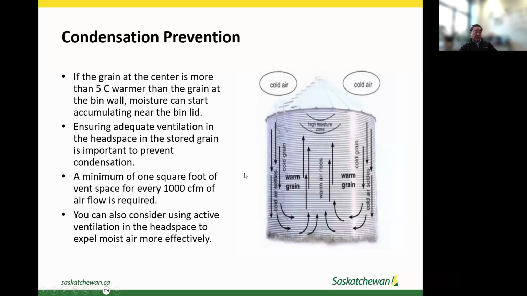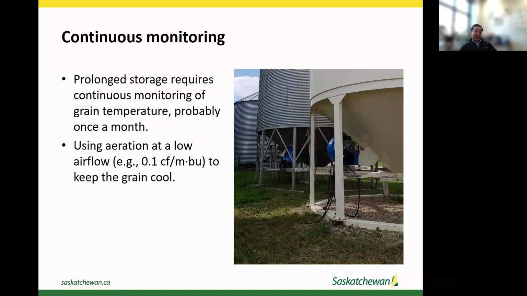You can also consider using active ventilation in the headspace to expel moist air. That would be more efficient in drying. And the last slide is to continue monitoring the storage bins.